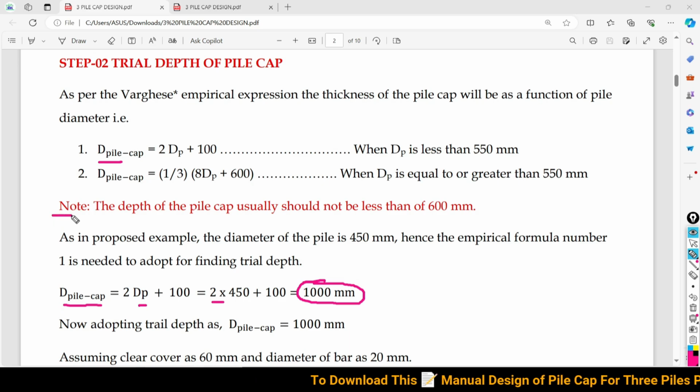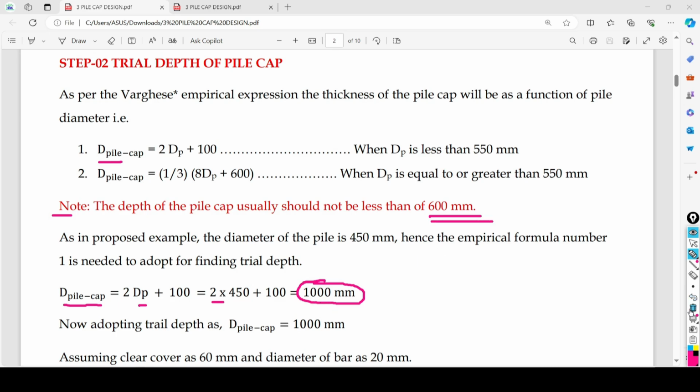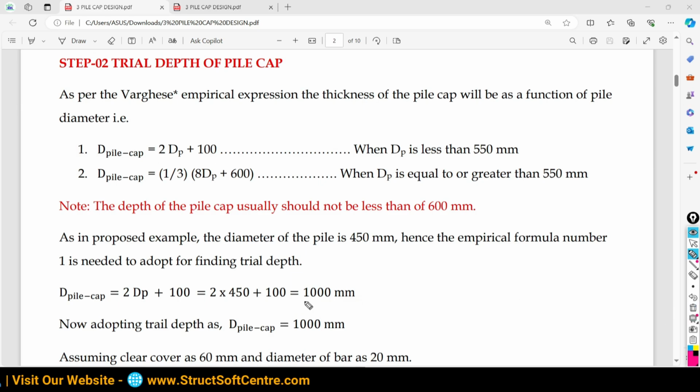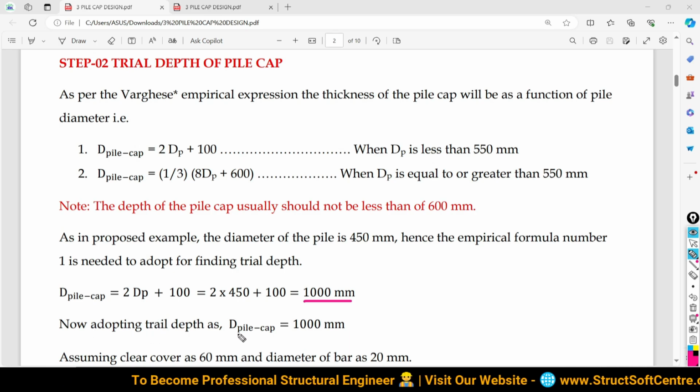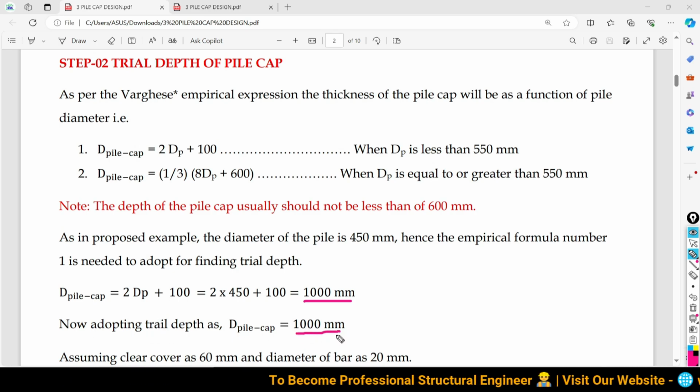But one note here: it is given that the depth of the pile cap usually should not be less than 600 mm. So obviously our depth requirement is coming out to be 1000 mm in respect of the first expression. Now we are going to adopt the same depth of the pile cap as we have calculated by the expression. So now adopting the trial depth as equal to 1000 mm.